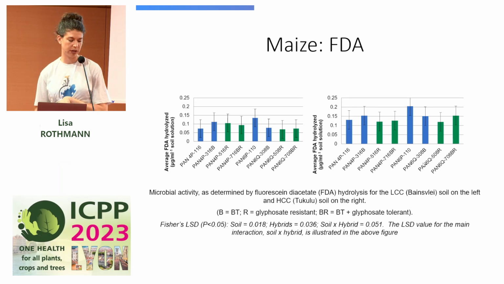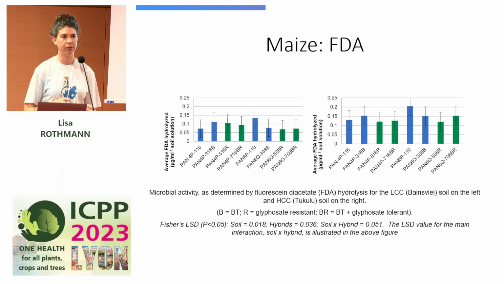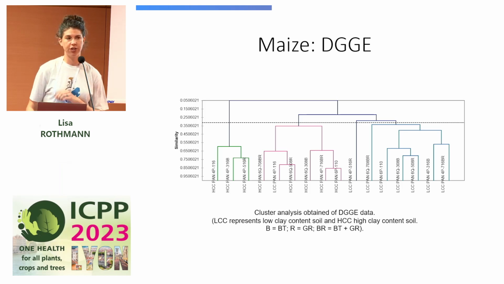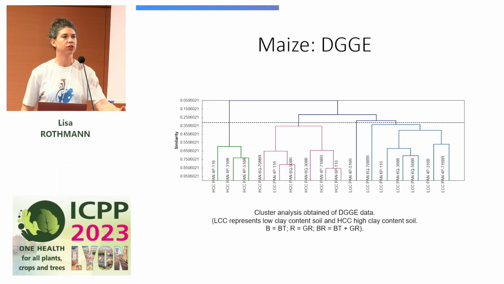But then if you contrast with the FDA, there was a significant difference in the microbial activity in the high clay content compared to the lower clay content. So this then contrasts with the CLPP, where they had greater bacterial communities in the low clay content soils. With the clustering with the DGGE, they saw that there was only clustering by soil type and not by cultivar, which is interesting considering that with the other technique, they found that the cultivars actually had differences. So they were contrasting results using the different techniques.